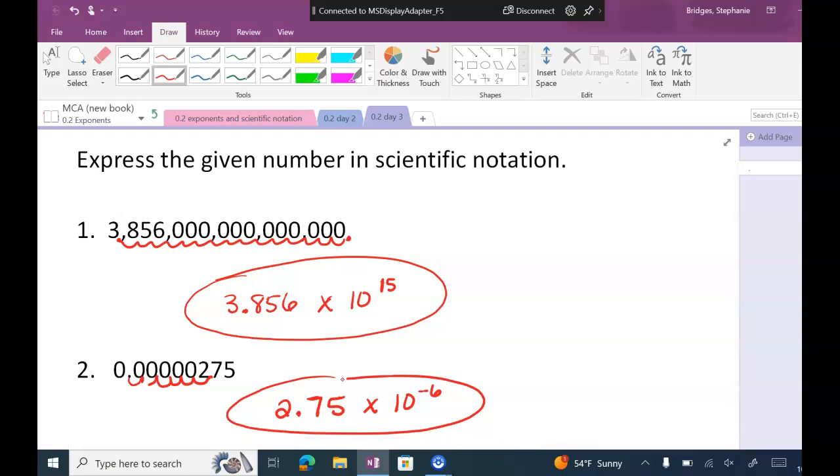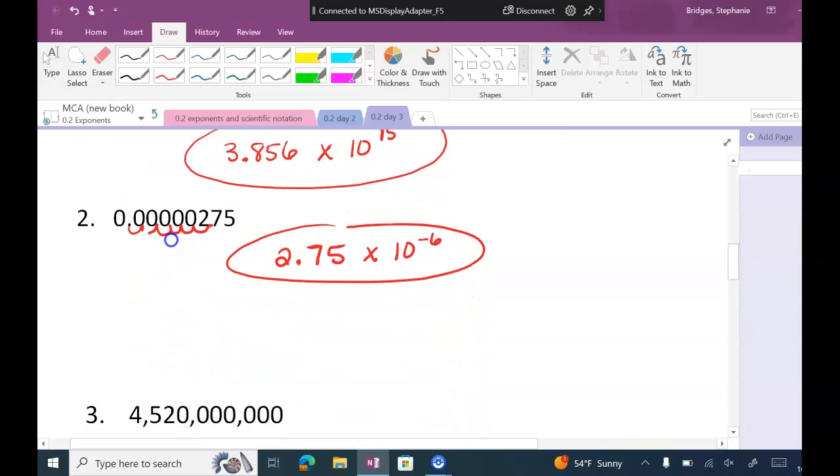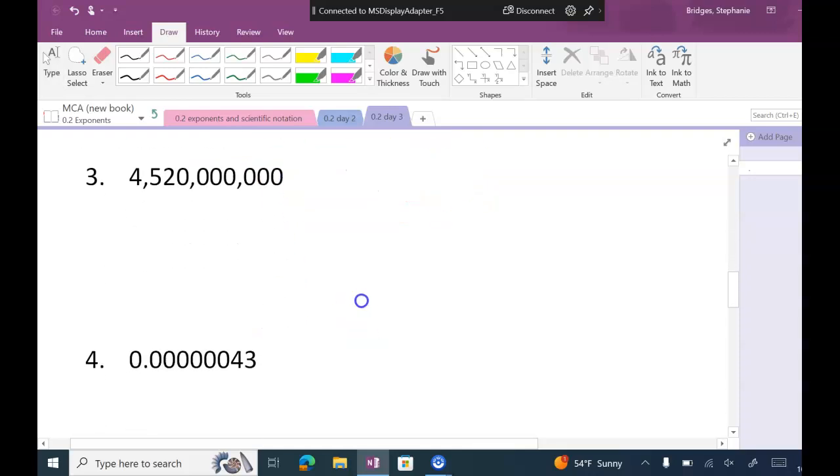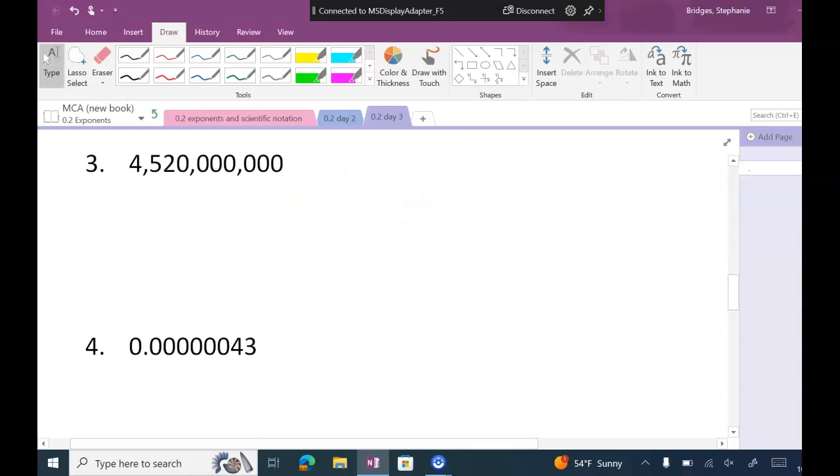Not bad, right? Has everybody got those two? I would like for you to try these. Write those in scientific notation for me, please.